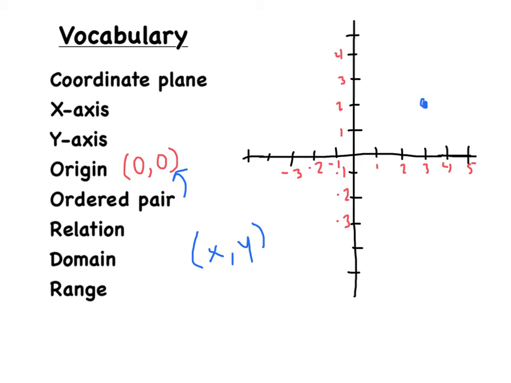So the coordinate point for this would be (3, 2). This is what the ordered pair is. The ordered pair of this point is (3, 2), where x is always first, y is always second, because x always comes before y in the alphabet. X first, y second.